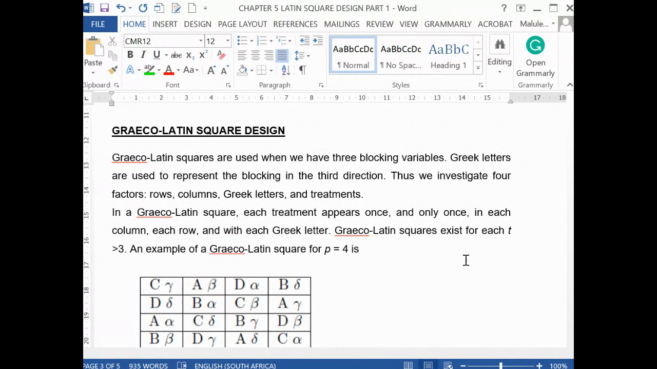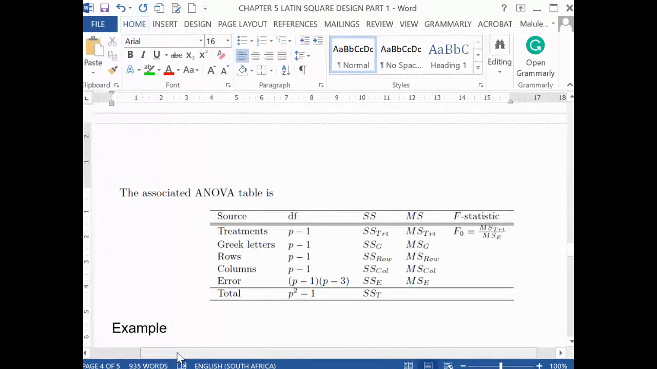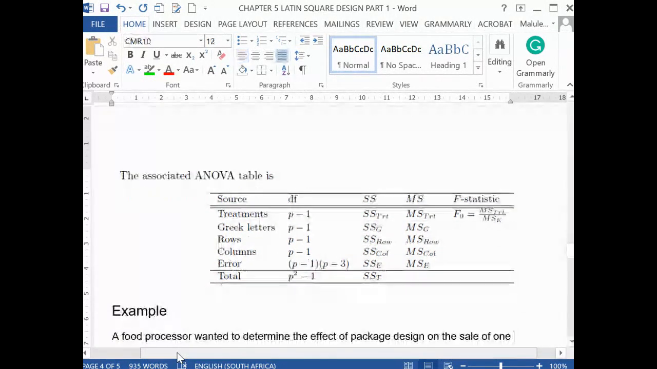This is a Graeco-Latin square design. The logic is the same as the one we're dealing with now. It has three blocking variables: you block by Greek letters, and by row and column. The new thing here is the Greek letters, which represent the third block. Treatments are still represented by the letters A, B, C. In the ANOVA table, you test for the treatment, Greek letters, row, and columns.